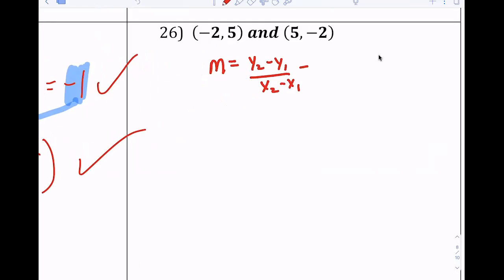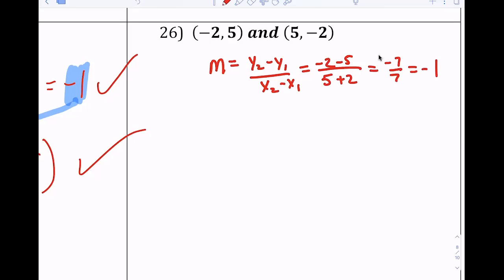All right, here we go. Negative 2 minus 5 over 5 plus 2 equals negative 7 over 7 equals negative 1. How's that? That makes sense. Everybody looking at your number 26, if you did it last night, this is what you're supposed to be doing. Is this what I did? Yes.